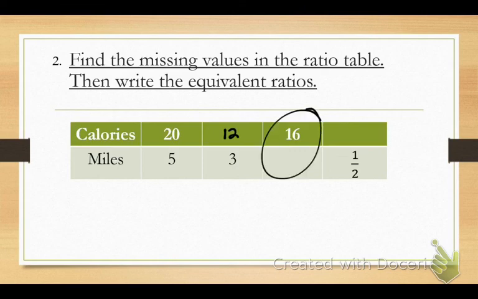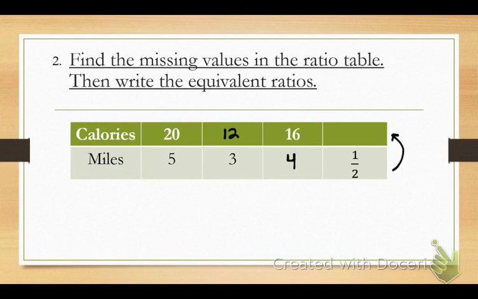The next one, if I have 16 calories, how many miles will it take me? 4. How'd you get that? Because you divided by 4. You divided, okay? Once again, tonight's homework is going to look like this. It will not have that missing box, but you can do it in your head or you can write it in there if you want.